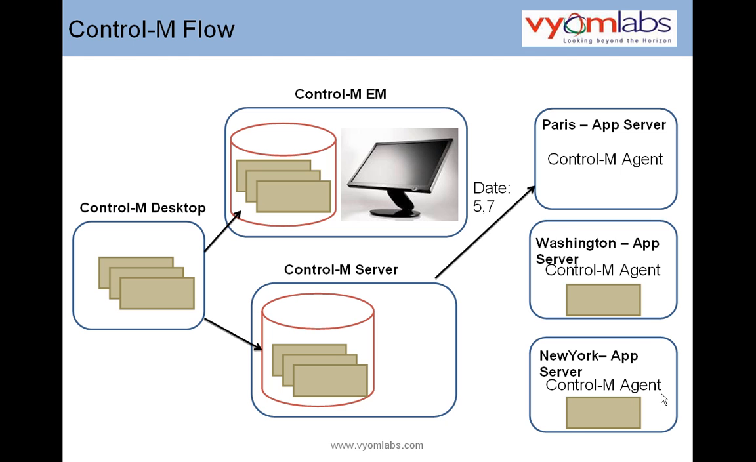The Control-M agent, on behalf of the Control-M server, triggers the job on the specific application server and provides the status of job execution back to the Control-M server. On receiving the information, the Control-M server provides this information to Control-M EM, from where the job monitoring can be viewed. There are different color codes to identify the status of the job. Green indicates the jobs have ended with OK status, red indicates the jobs have failed to execute.